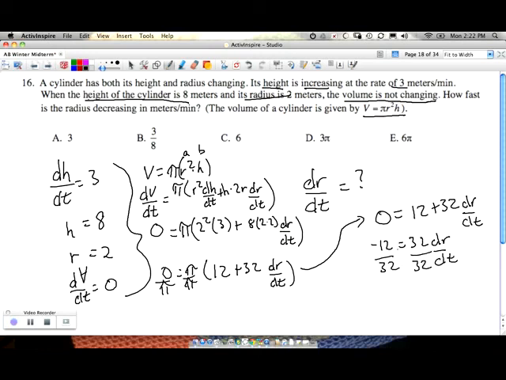Divide by 32. I know that, let's see, 6 goes into each. No, 6 doesn't go into each of those. 4 goes into each of those. 4 goes into 12 3 times, and into 32 8 times. Now, I know it might not be exactly obvious, but the answer is going to be B. Even though this says negative 3/8, that means decreasing, which they already said right here in the prompt: how fast is it decreasing? Well, it's decreasing at a rate of 3/8 meters per minute.